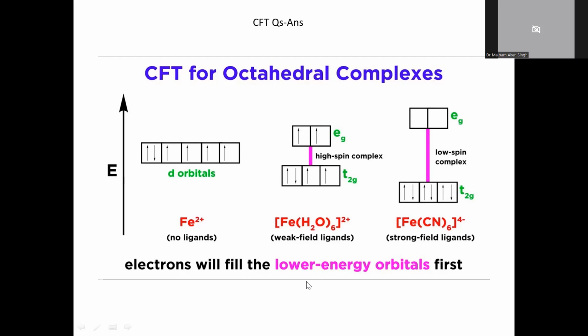When a question about diamagnetic and paramagnetic may be asked, remember this. Electrons will fill the lower energy orbital first, like this. I have mentioned this in another part.